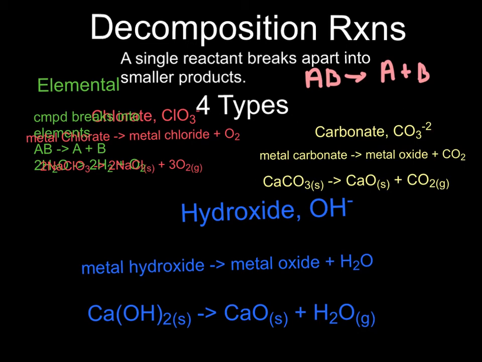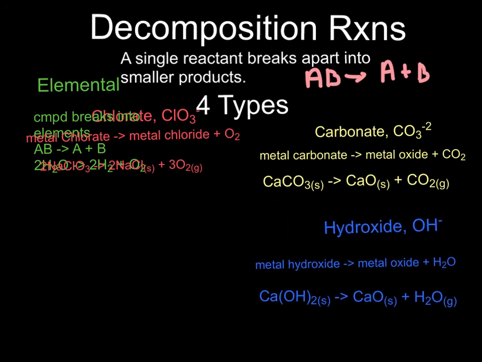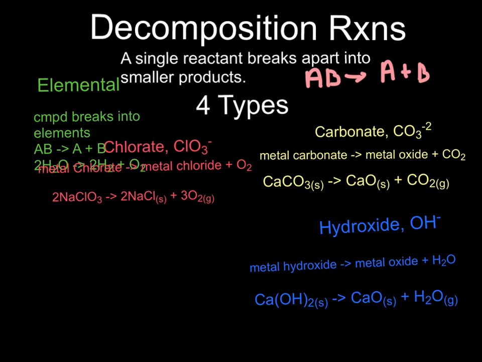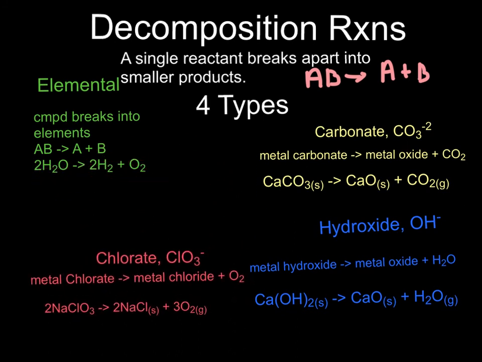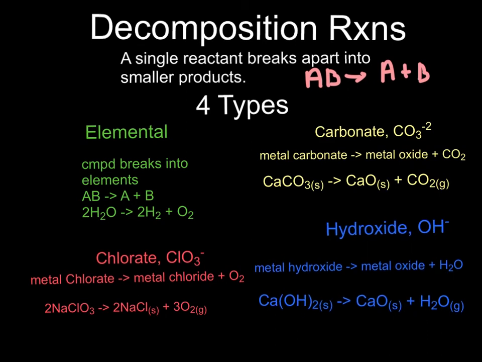Notice hydroxide and carbonate are extremely close. They both produce a metal oxide. The difference is when a carbonate breaks down, carbon dioxide is produced, and when a hydroxide breaks down, water is produced. You have to commit these to memory because it's not good enough to recognize that you have a decomposition reaction. You also need to know what kind of decomposition reaction you're working with. Be very mindful of that as you study.